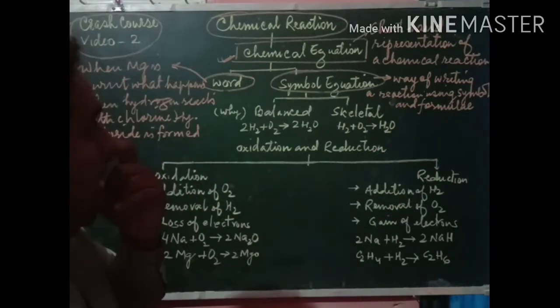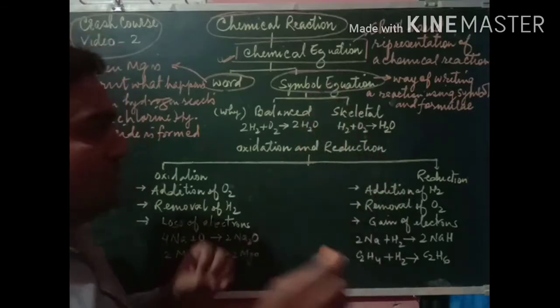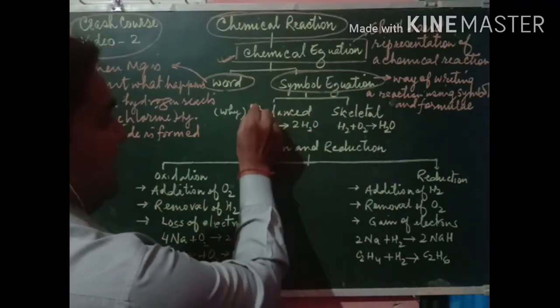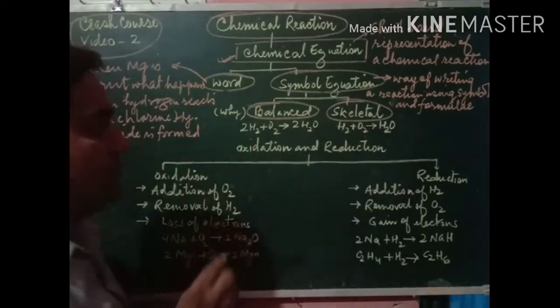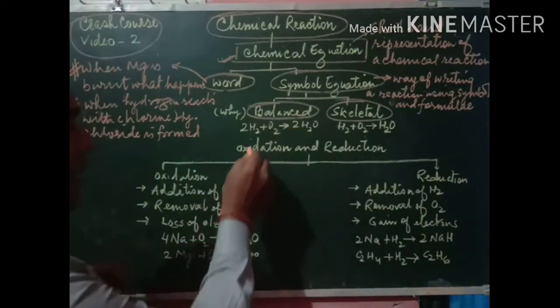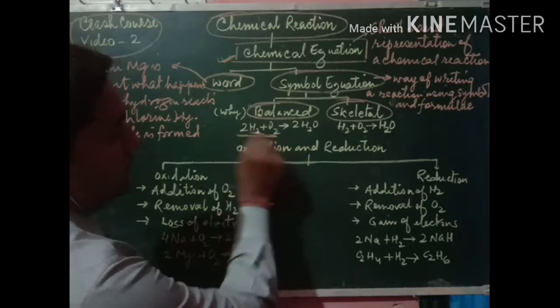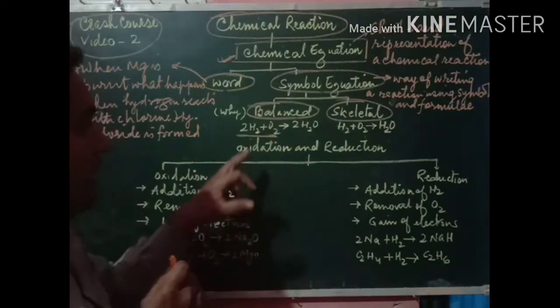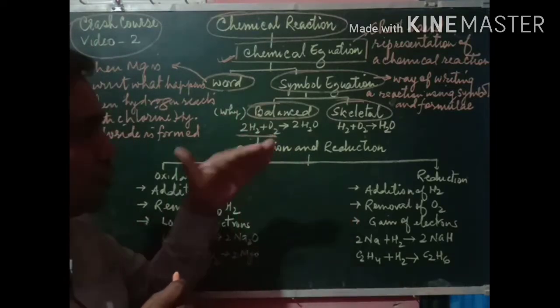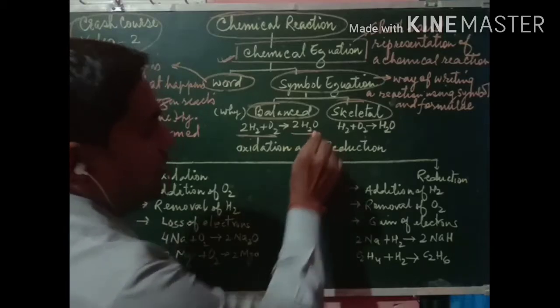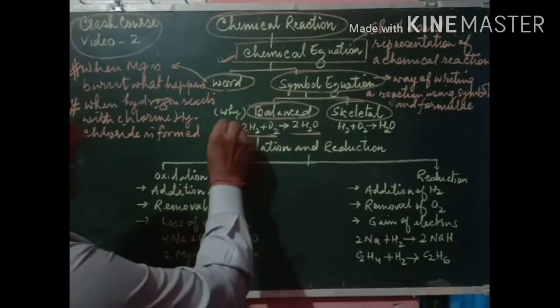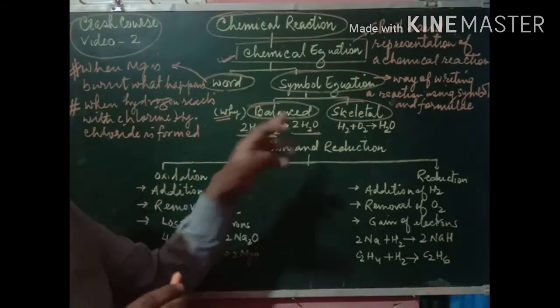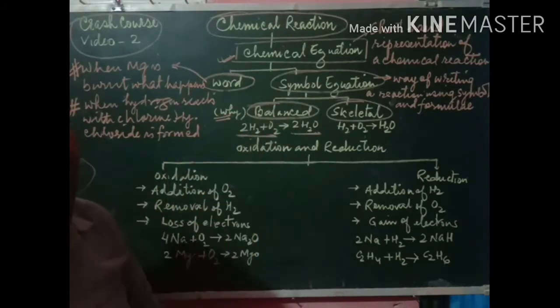Okay. So actually symbol equations are of two types: balanced and skeleton. Balanced means the number of molecules or atoms of the reactants should be equal to the number of molecules or atoms of the product. Actually here I have written why. Why do we need to balance a chemical equation?